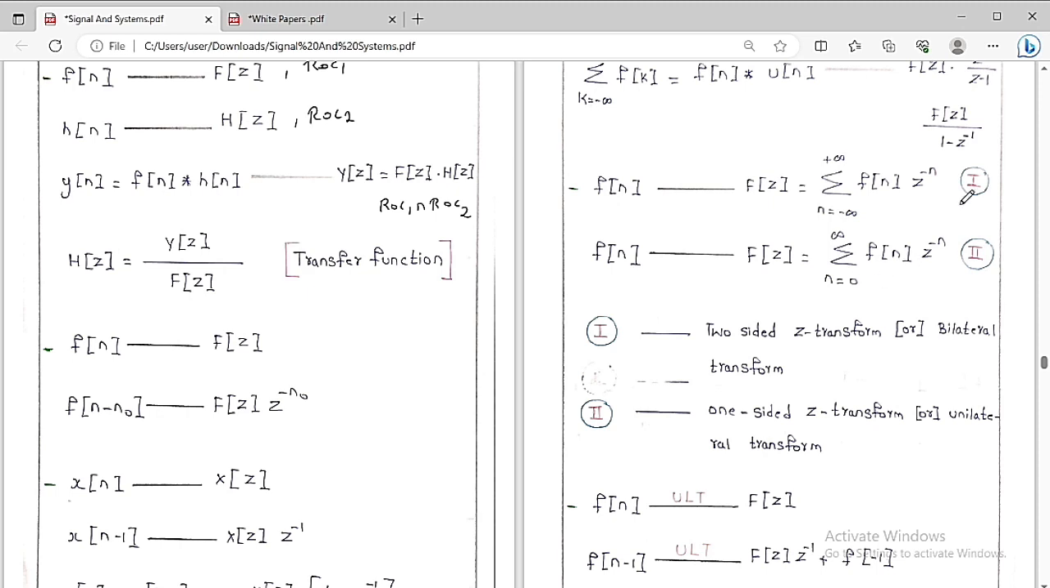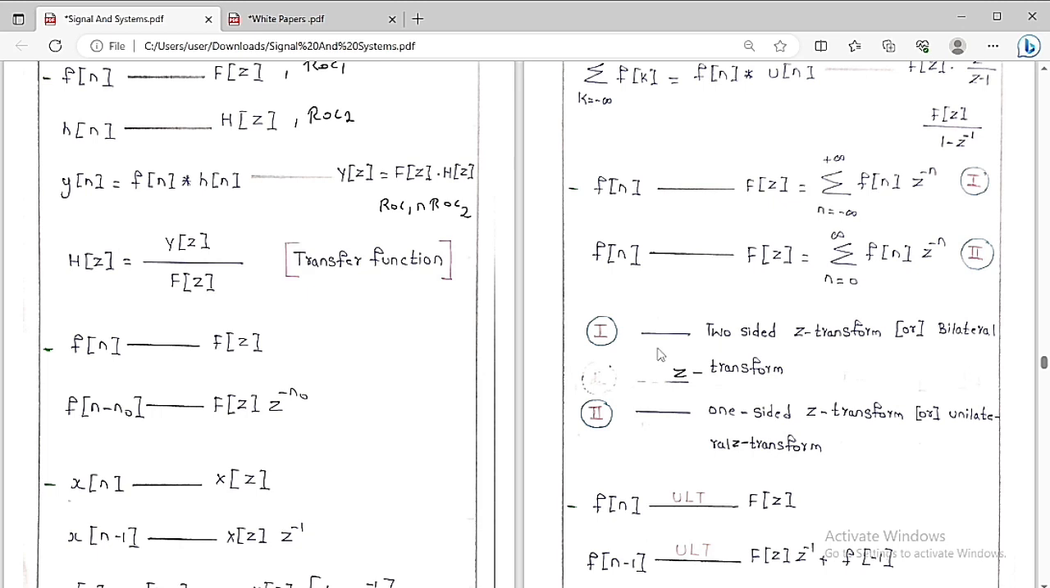So equation 1 is called the two-sided z transform or bilateral z transform, whereas the second one is called the one-sided z transform or unilateral z transform. Listen carefully: this is the two-sided or bilateral z transform, whereas this is the one-sided or unilateral z transform. This is what I am trying to tell you. These things you always have to keep in your mind. So in the first case, from minus infinity to plus infinity, we are going to cover the signal.